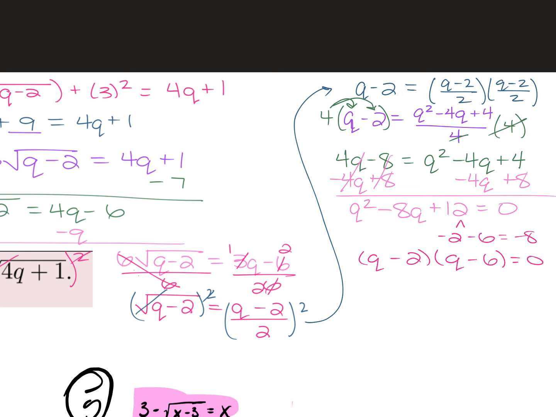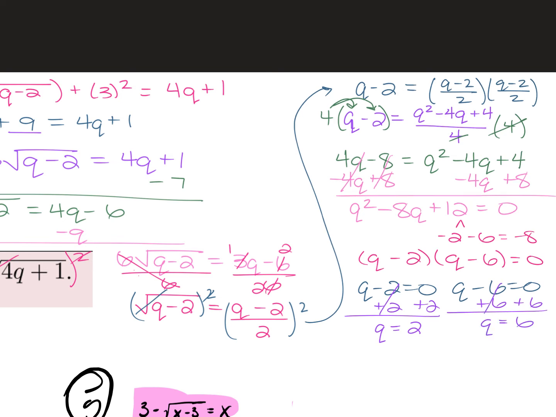Now that you're completely factored, finally, set each part equal to 0 and solve. So you have q minus 2 is equal to 0, and q minus 6 is equal to 0. Move your 2 over, add it to both sides. That gives you that q is equal to 2. Move your 6 over, add it to both sides. You have that q is equal to 6.